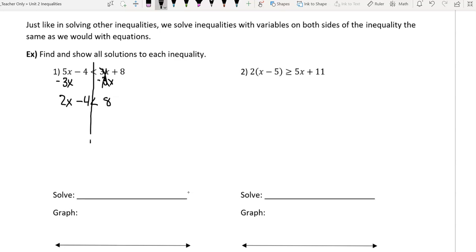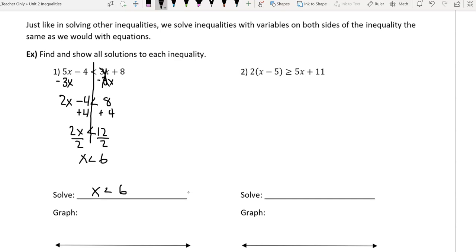Now that we're here, it's just like what we did yesterday. We add 4 on both sides, keep the sign the same, and get 2x. Then our last step is to divide by 2. Notice the 2 is positive, so the sign does not flip. Nothing changes, so my answer is x is less than 6.